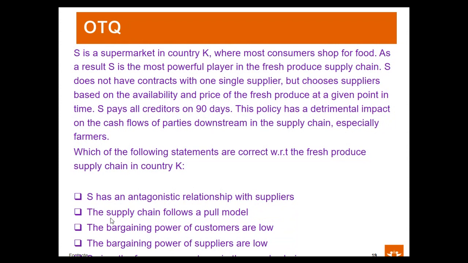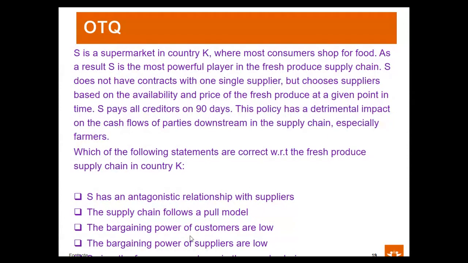Then, the supply chain flow follows a pull model. No, it doesn't. The produce is pushed to the customers. The customers do not have a choice. They are offered products, and also within a push system, the supplier is the most powerful party and not the customer. In this case, the supplier is powerful, so number 1 is correct, and number 2 is not correct.